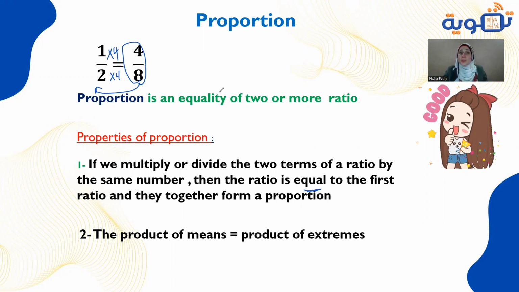Product of means equals product of extremes. It means if you make cross multiplication, this is called means and this is called extremes. What is the meaning of means and extremes? Like this, 1/2 equals 4/8. 1 and 8 are the extremes. 2 and 4 are the means, because 2 and 4 are in the middle. So I can say product of means equals product of extremes. 1 times 8 equals 8, and 2 times 4 equals 8. So they are equal. So product of means equals product of extremes.